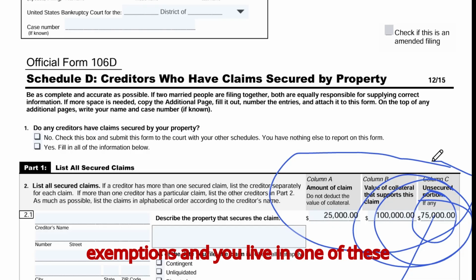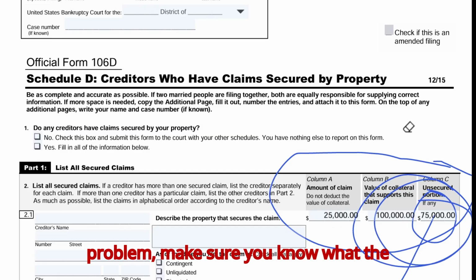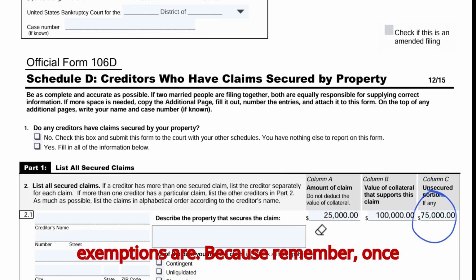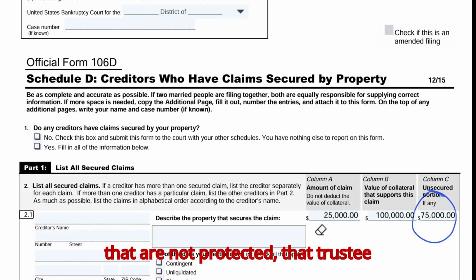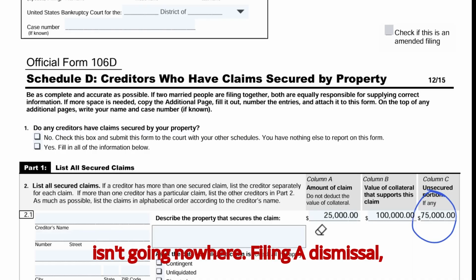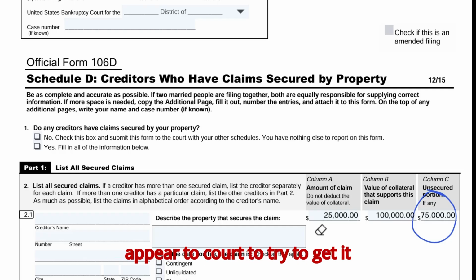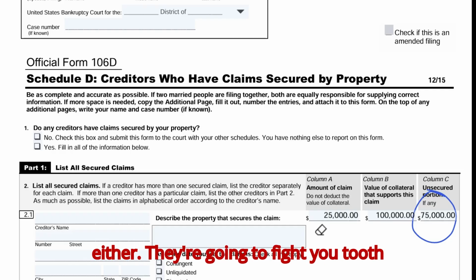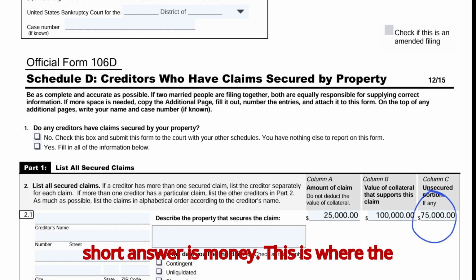But if you're applying the exemptions and you live in one of these states where maybe the $75,000 is a problem, make sure you know what the exemptions are, because remember, once you file Chapter 7 and you have assets that are not protected, that trustee isn't going anywhere. If you file a dismissal, they're going to object. If you don't appear in court to try to get it dismissed, they're not going to do that either. They're going to fight you tooth and nail. And why? The simple and short answer is money.